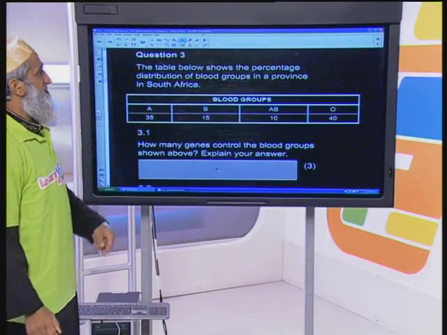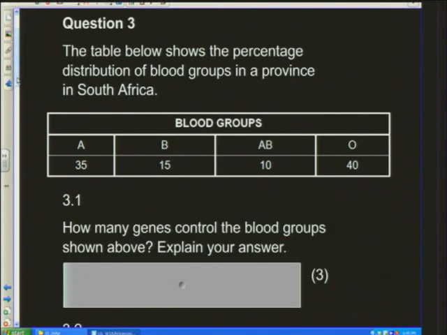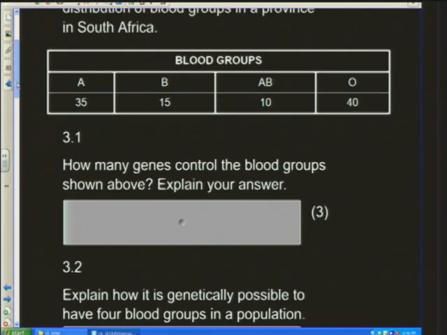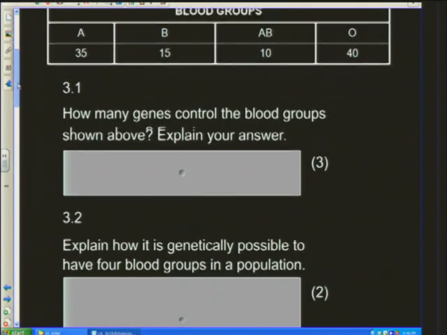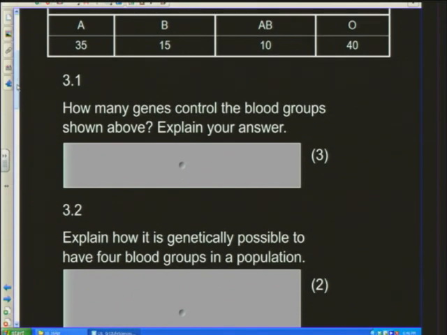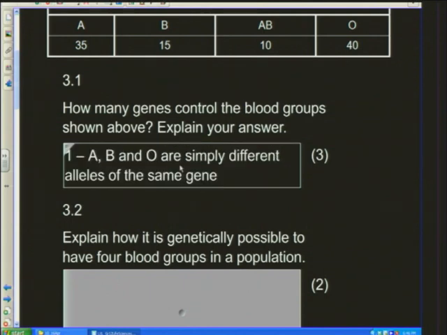The table below shows the percentage distribution of blood groups in a province in South Africa. The blood groups are 8, 35, 15, 10, 40, okay? They've given you that, 50 plus 50, 100. How many genes control the blood group shown above? Now, notice they didn't say how many alleles. They said how many genes. There is one. A, B, and O are simply different alleles of the same gene. So it's one.